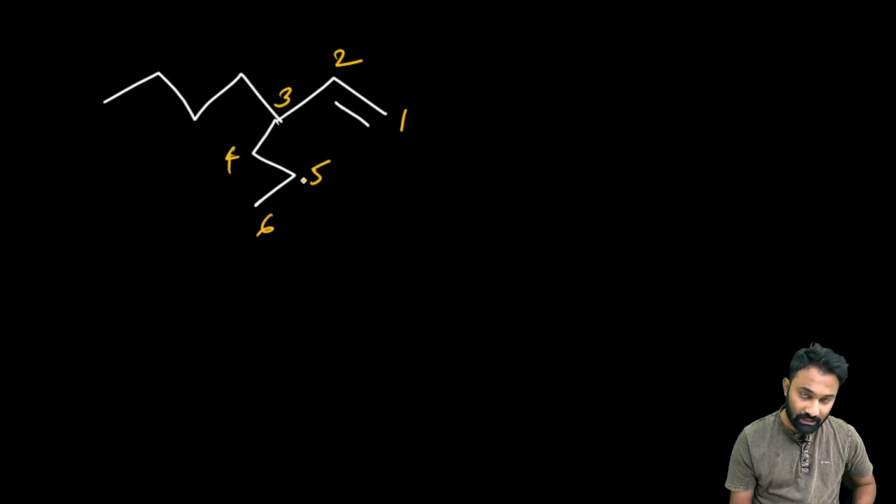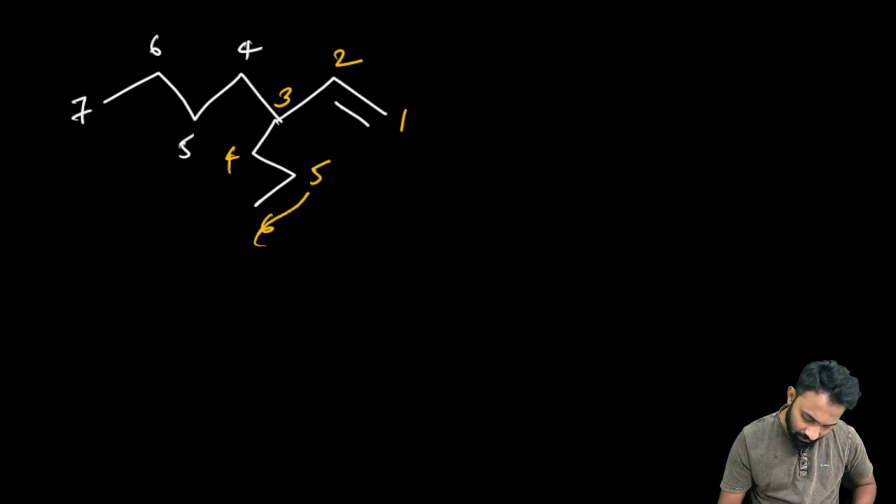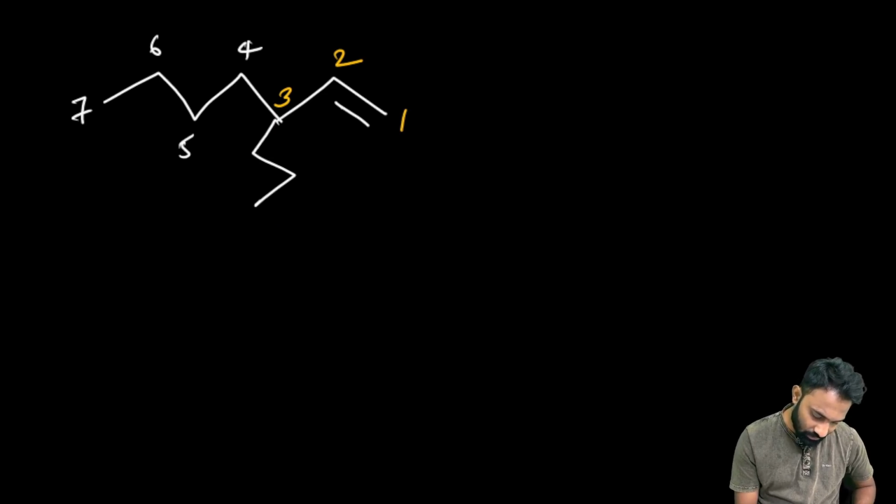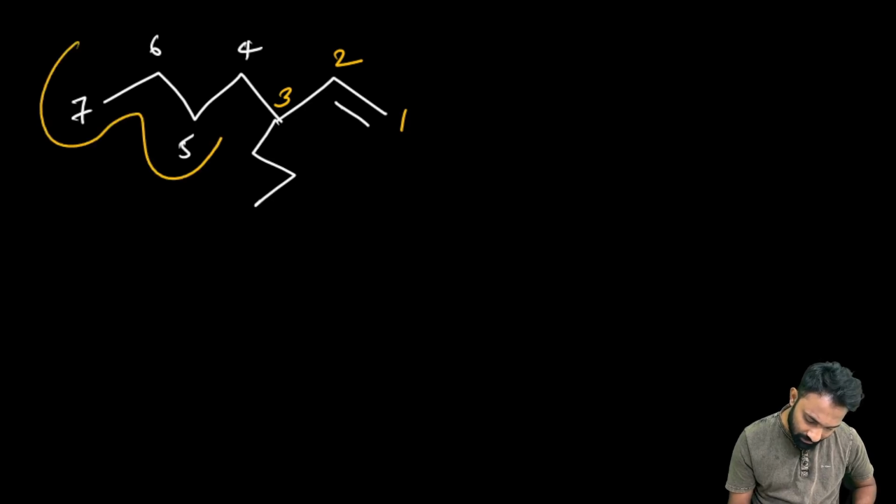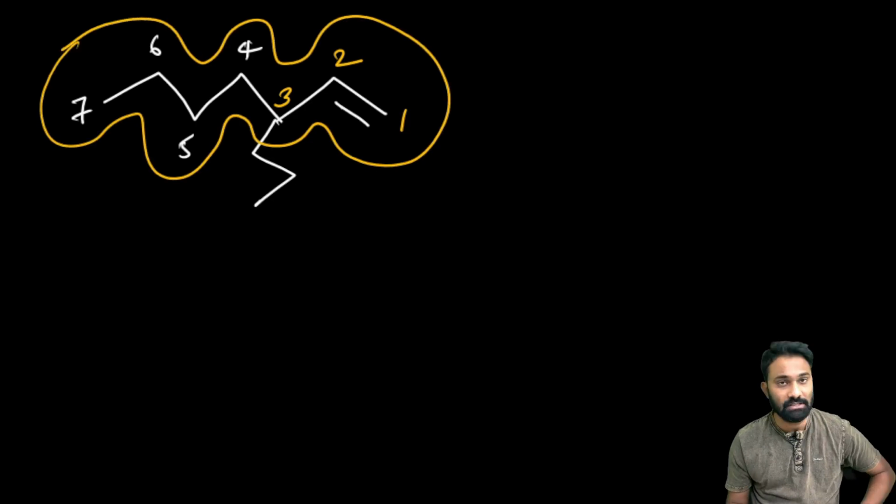Okay, next you have to see that the maximum number of carbons should be in the main chain. Here 1, 2, 3, 4, 5, 6. If you go here it will be 4, here the 5, here the 6, and here the 7. So this one will become branching. Now this one will become the parent carbon chain.